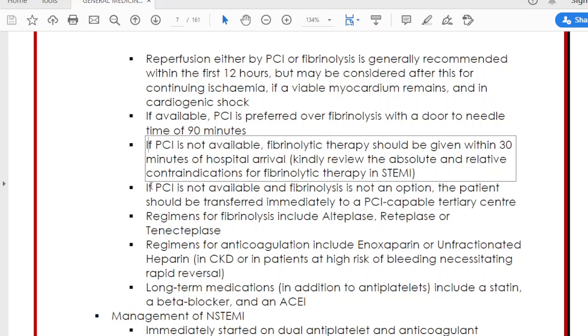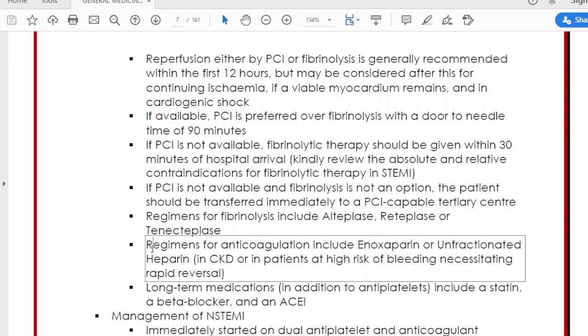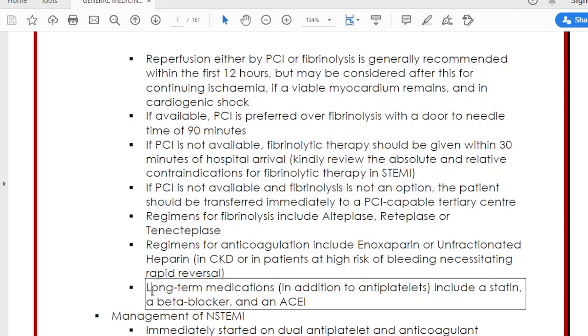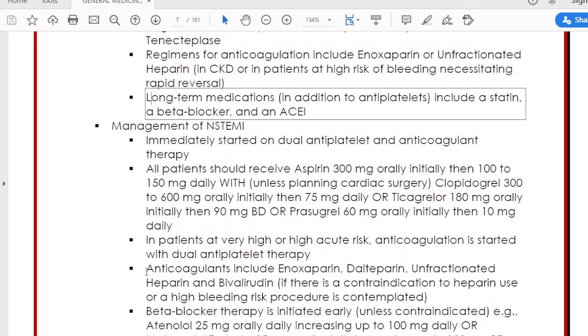Kindly review the absolute and relative contraindications for fibrinolytic therapy in STEMI. If PCI is not available and fibrinolysis is not an option, the patient should be transferred immediately to a PCI-capable tertiary center. Regimens for fibrinolysis include alteplase, reteplase, or tenecteplase. Regimens for anticoagulation include enoxaparin or unfractionated heparin, in CKD or in patients at high risk of bleeding necessitating rapid reversal. Long-term medications, in addition to antiplatelets, include a statin, a beta blocker, and an ACEI.